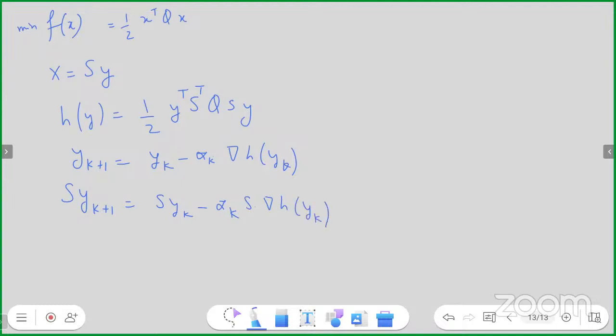Okay. Does anybody see what's going on? What is S? This thing from here?